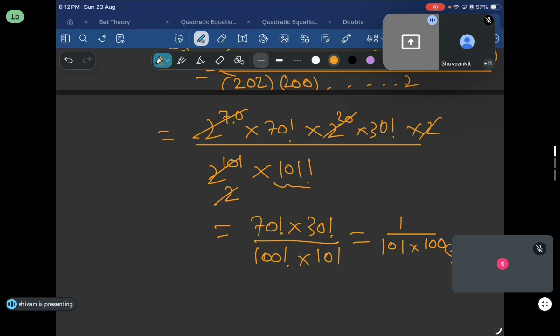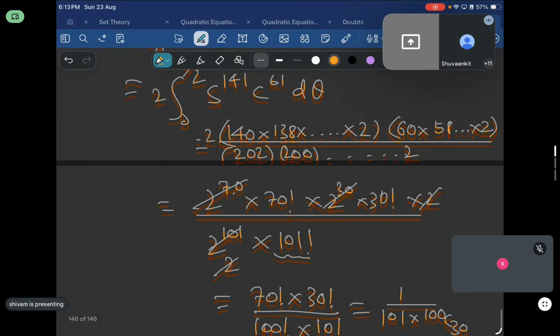Tell me, anyone having any doubt? After this, sum is done only. Is it clear? Tell me. So Ankit, yes, sir. Clear.